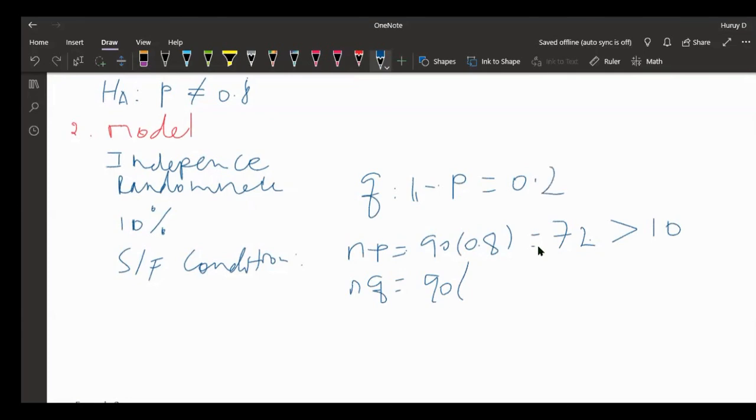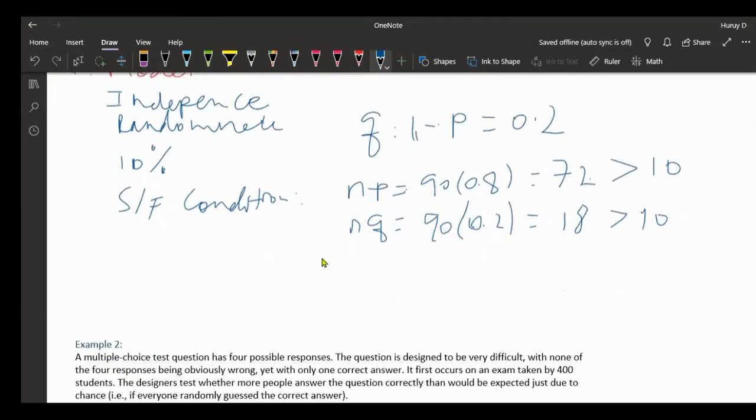So here I have 18. Again, this is greater than 10. Therefore, the success failure condition is again satisfied. So all the conditions, all of them are okay. So we can go and do our test.